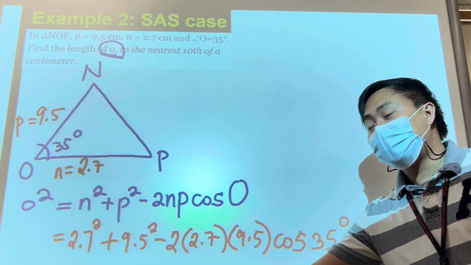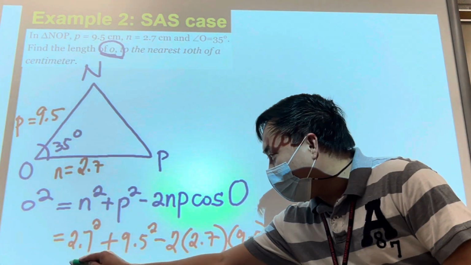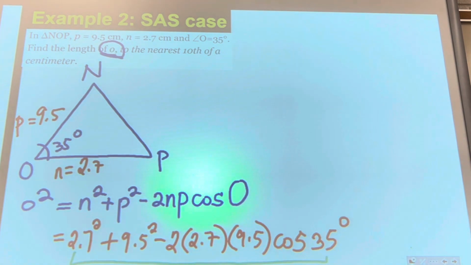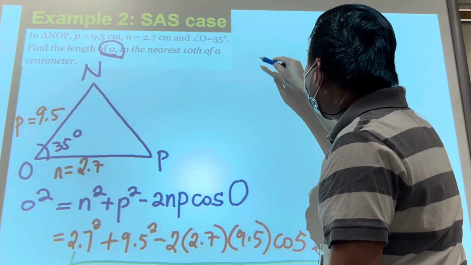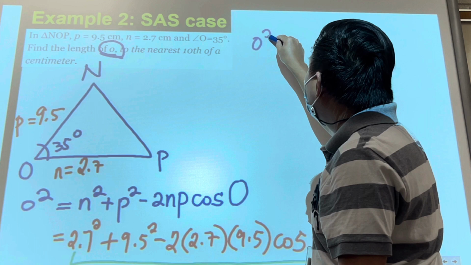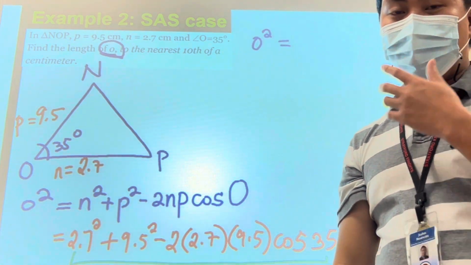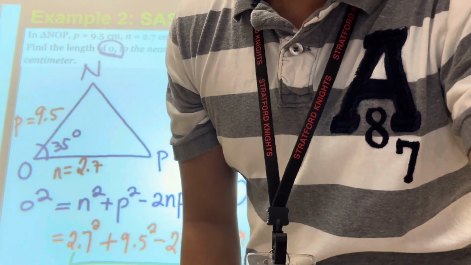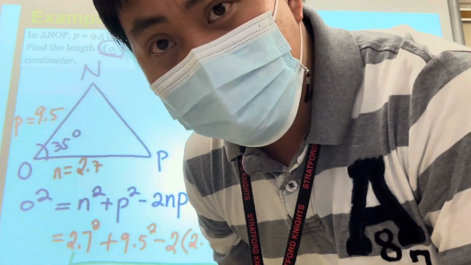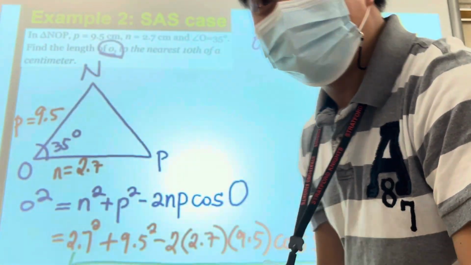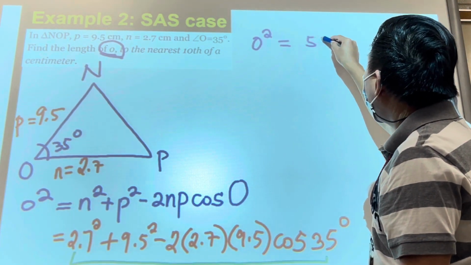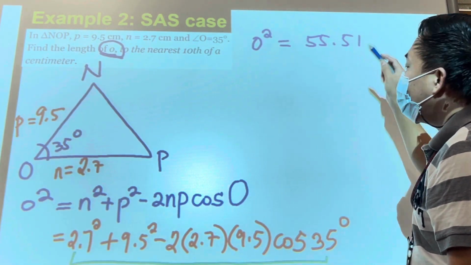Now, if you notice, this right side is all numbers, so you just enter that long expression in your calculator and you should get a simplified answer. Don't round yet. We do the rounding at the final answer, but this one is not yet our final answer. What did you get? 55.51750013.